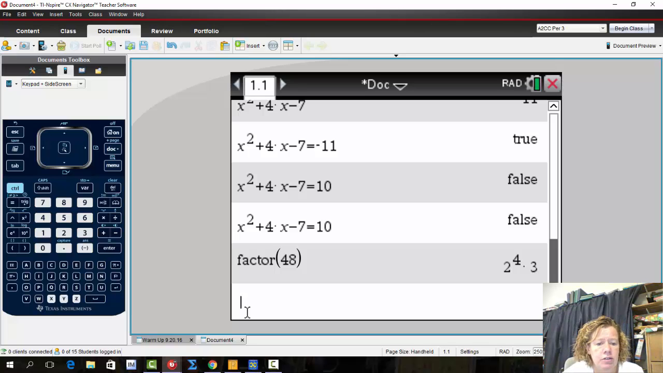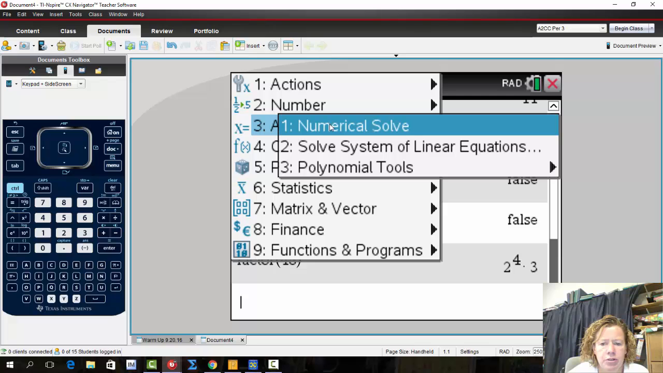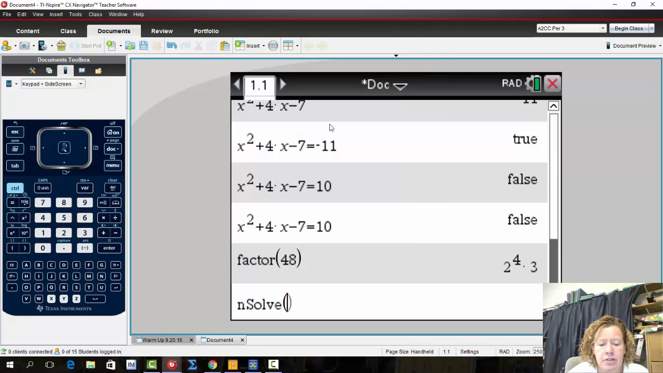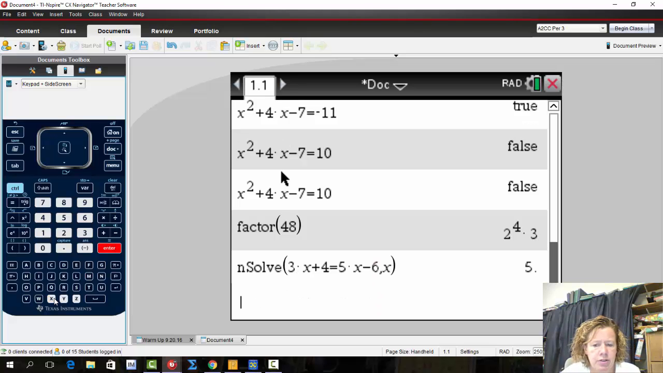Something else I'd like you to see in your menu, again for checking purposes only, you have to show me all your work, is in menu, if you go back to algebra and go to numerical solve, it says nSolve. You can type in an equation to solve. Let's say 3x plus 4 equals 5x minus 6. You then say comma x. You have to tell the computer that you're solving for x.